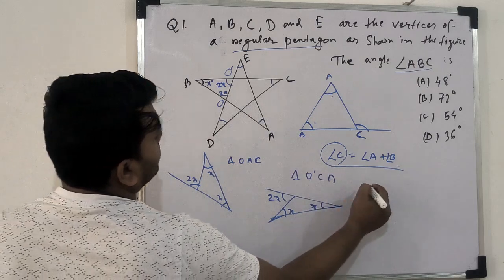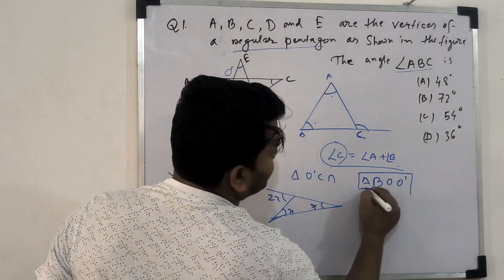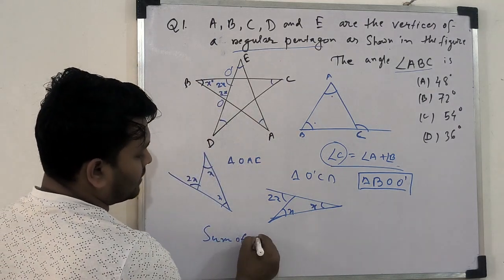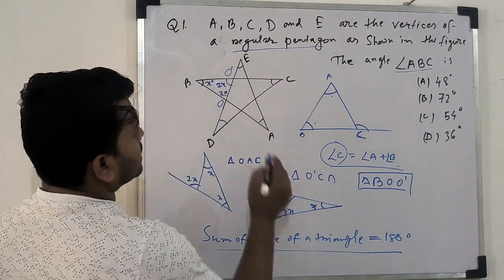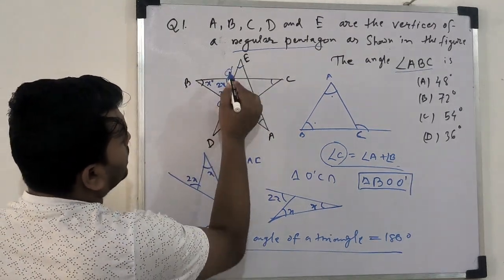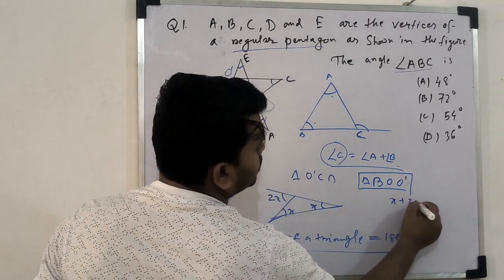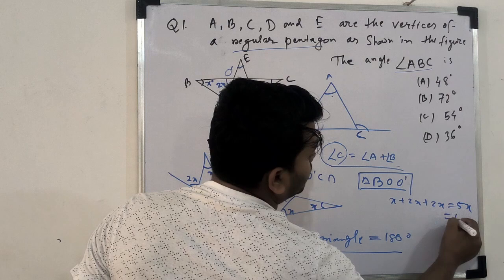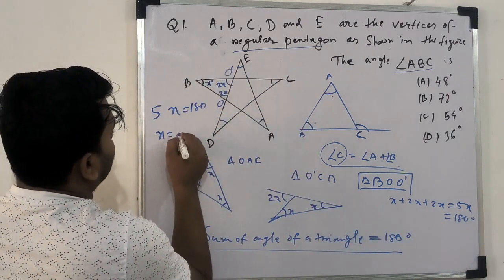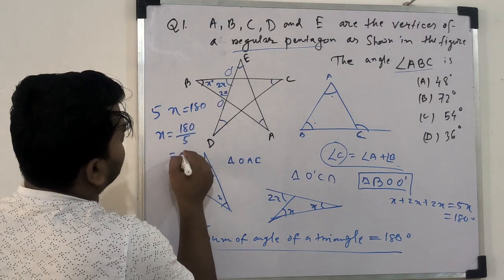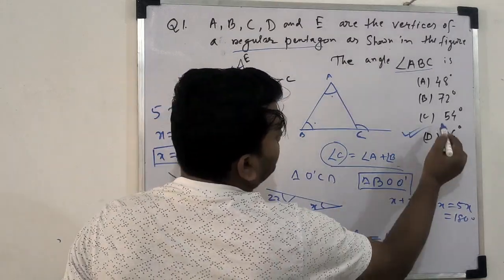Therefore now we get the triangle BOO dash. We know that the sum of the angles of a triangle is equal to 180 degrees. Using this property in triangle BOO dash, the sum of the angles will be x plus 2x plus 2x, that is 5x, which is equal to 180 degrees. So 5x equals 180 degrees, and x equals 180 by 5, that is 36 degrees. Therefore this angle will be 36 degrees. Option D is the correct answer.